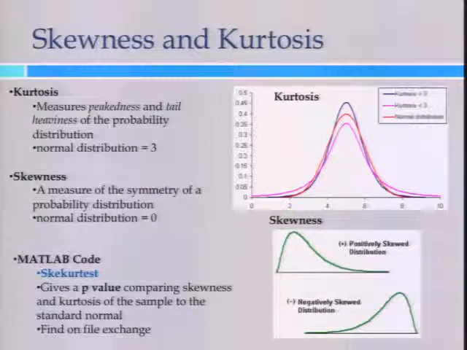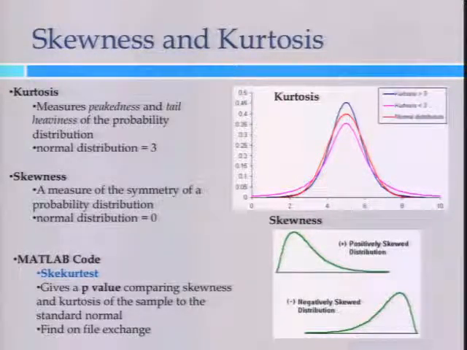Kurtosis is a measure of the shape of the probability distribution, specifically the peakedness and the tail heaviness. A high kurtosis indicates a sharper peak and thicker tails, as you can see here. For normally distributed data, this test should yield a value that's close to 3, or if you use the excess kurtosis, it'll be close to 0.